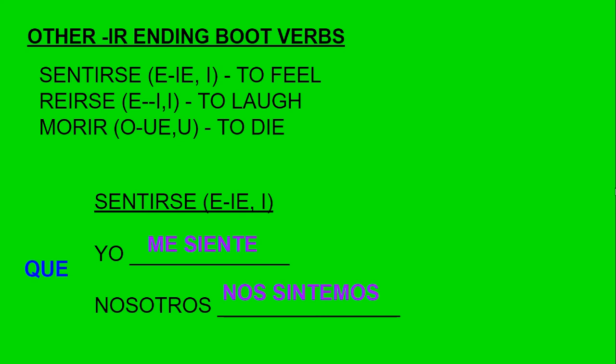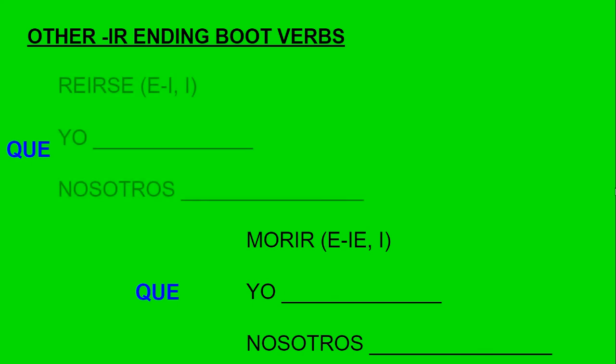I just noticed that I did that one wrong. It's an IR verb, so it should have A's in them. Que yo me sienta and que nosotros nos sintamos. There it is, with an amos. Okay, the next one, it says reírse. Que yo me ría. Let's put an accent on that I. Que nosotros nos riamos. Man, I did these wrong. This is an IR ending verb, so it has A's in them. Riamos.